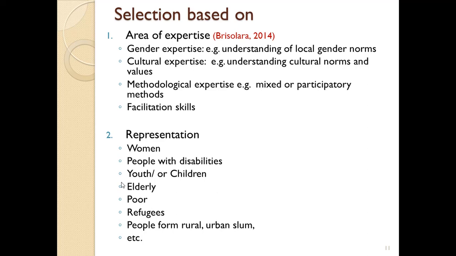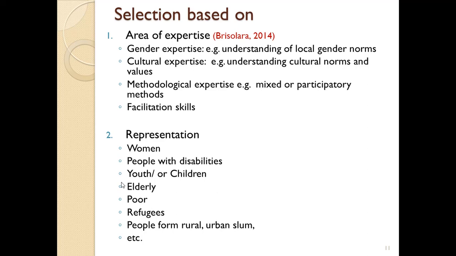So a team of evaluators that does the evaluation in DRC might not necessarily be applicable to do evaluation in maybe Laos or Cambodia or Colombia or Indonesia, because the cultural context differs. So as much as the context changes, the composition of the evaluation team could also change.